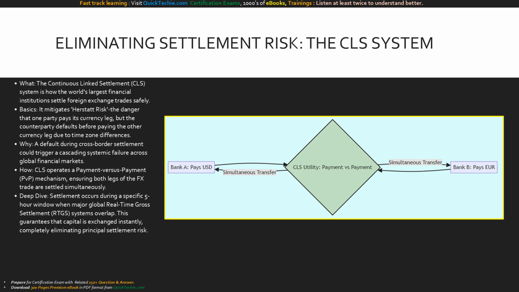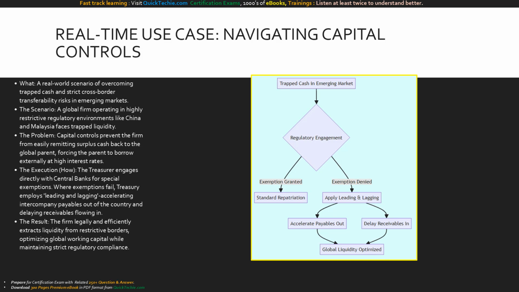This diagram illustrates the payment versus payment mechanism of the CLS utility. Bank A on the left submits its USD payment. Bank B on the right submits its euro payment. Instead of sending funds directly to each other and risking a time zone default, both send funds into the CLS utility in the center. CLS holds the funds and executes a simultaneous transfer. Neither party gets paid unless both parties have funded their obligations. Absolute security. Let's apply this to a real-time use case on slide 7, navigating capital controls.